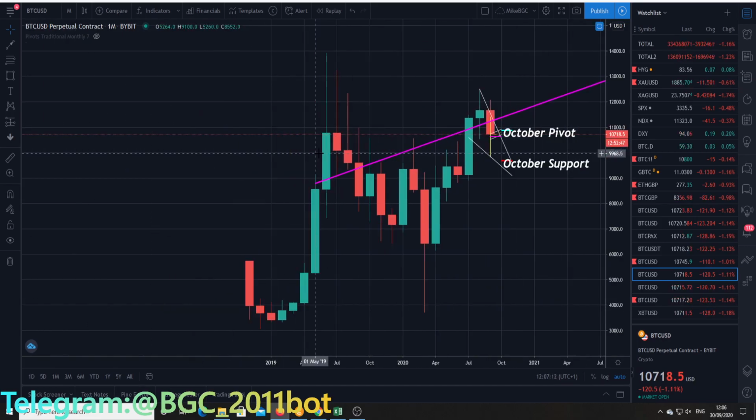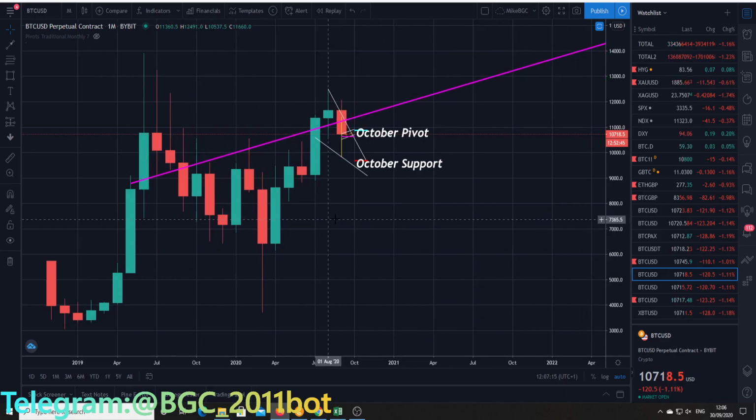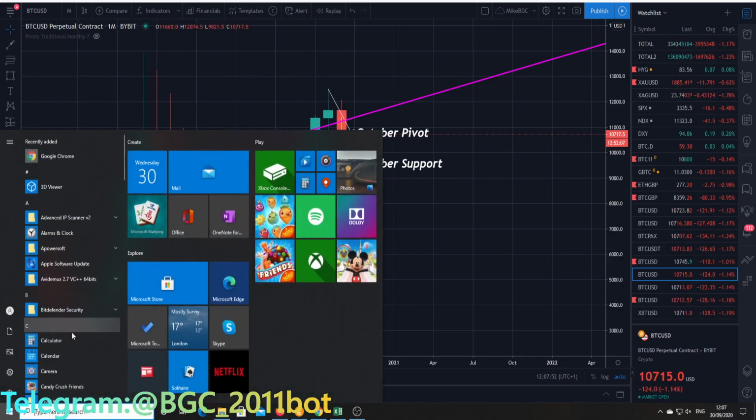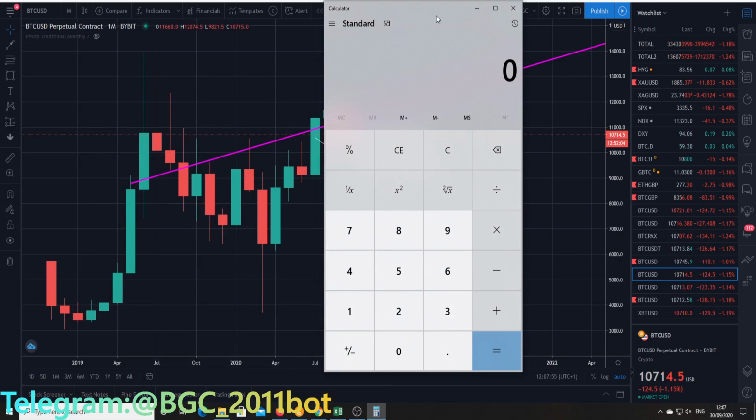If you want to calculate the monthly pivot, you need to go to the monthly time frame, and what you need is the high, the low and the close. It's not closed yet, but as I told you in yesterday's video, today is the 30th of September, and this monthly candle will be closed by the end of today, and approximately the close should be around 10,700, 10,750 or something like that. We have got the high, the low, and approximately the close as well.